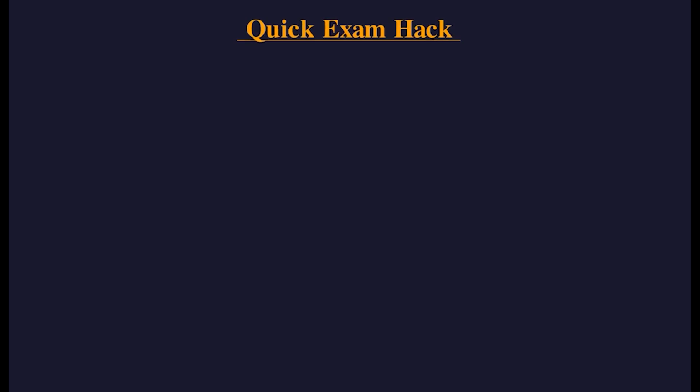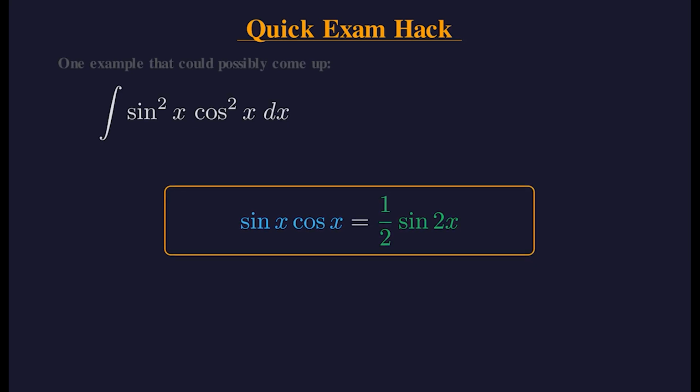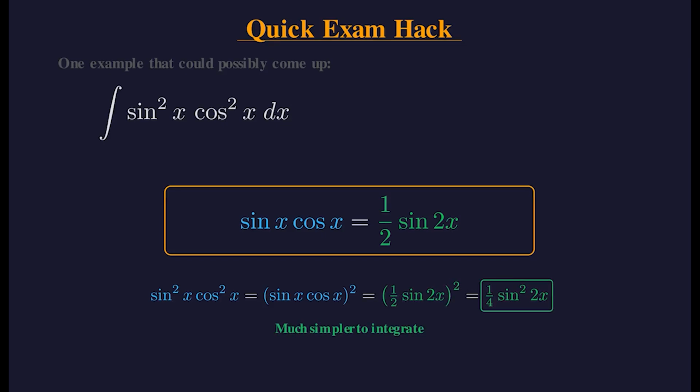So just a quick note, guys, a little exam hack. CIE sometimes will ask for the integral of sine squared x cos squared x, and those types of questions. A good shortcut here is to recognize that sine x cos x is equal to half sine 2x. Just knowing that off the bat will save you a lot of time, so you can quickly plug that in and then square it. It saves a lot of the expanding process.